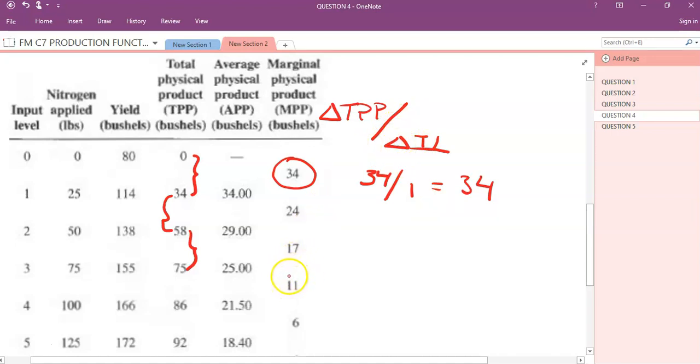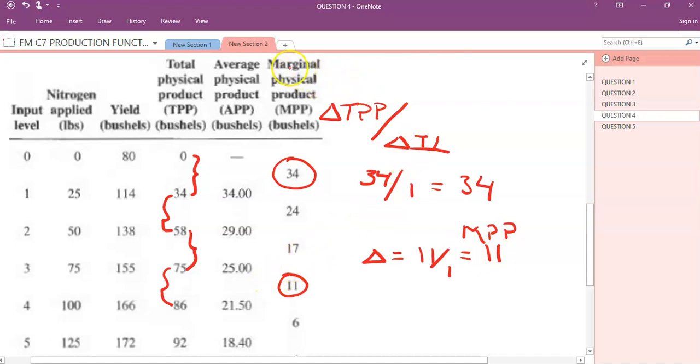How about this 11? Let's find out how this 11 was calculated. It would have been in this section right here, 75, 86. So the amount of change was 86 minus 75, so the change equals 11. And the amount of change as we went from 3 to 4 was once again 1. And it's always going to be 1. Therefore, the marginal physical product is equal to 11.